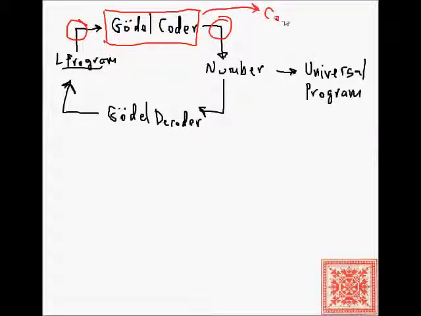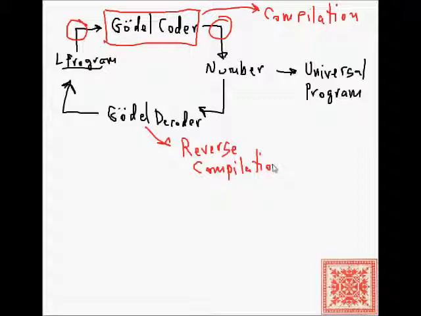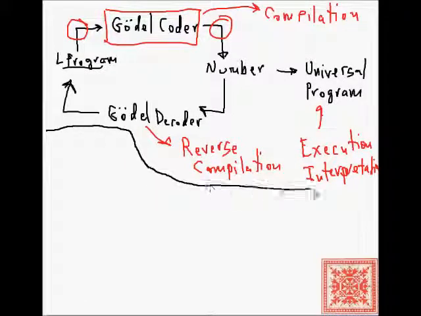The mainstream term is compilation for Gödel coding, and the Gödel decoder does what is known as a reversal compilation. So we're really talking about the foundations of the mathematical theory of program compilation and reverse compilation. And the universal program can be thought of as execution. This program is an operating system or an interpreter. Interpretation would be another term that we can use.